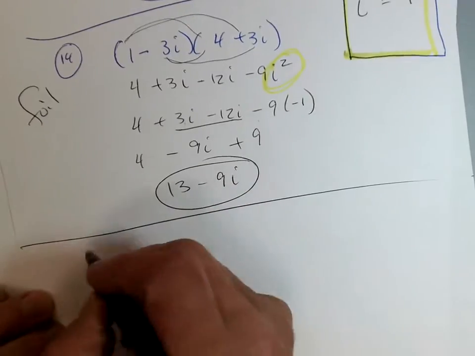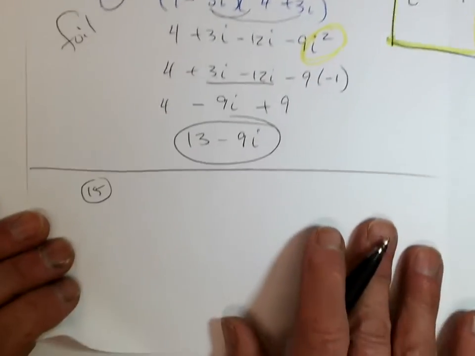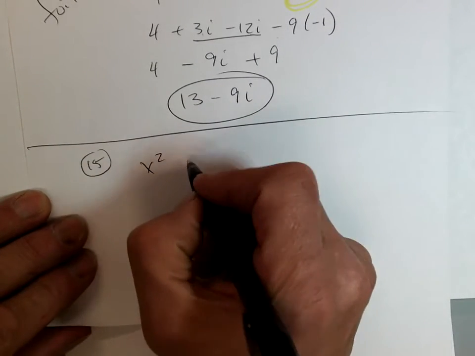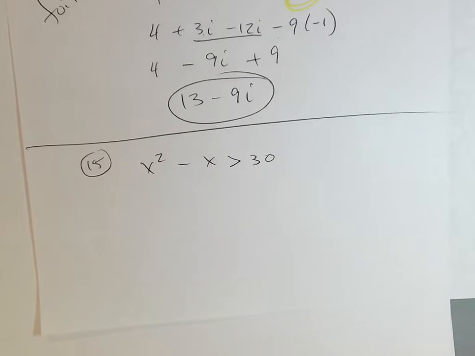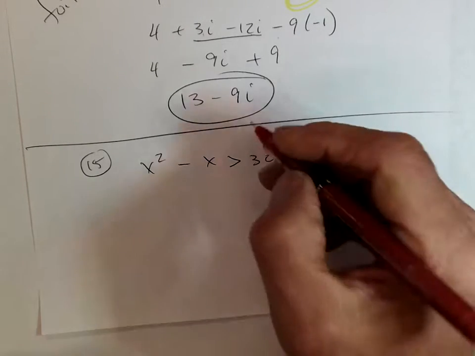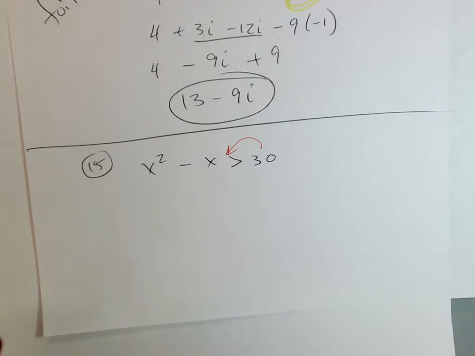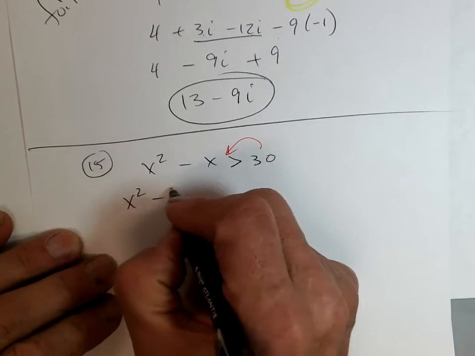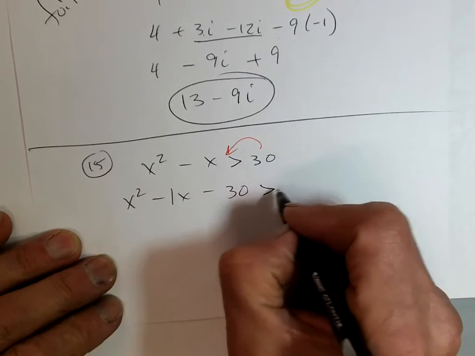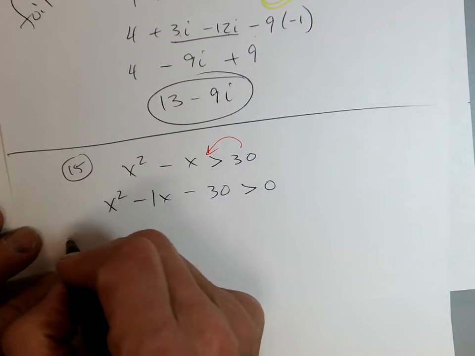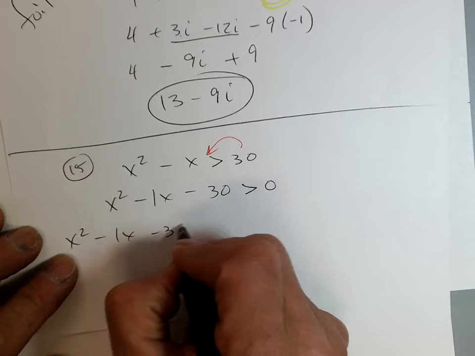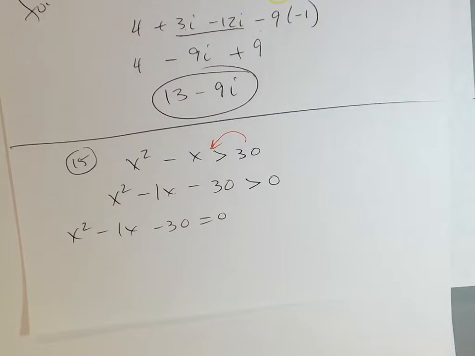Okay, 15, we can do this. This is what we just talked about. X squared minus x is greater than 30, okay? So, first, let's find its zeros, its border points. So let's bring the 30 over. How do I bring the 30 over? Subtract it. So I'll have x squared minus 1x minus 30 is greater than 0. Look for zeros, so let's set it equal to 0 and factor. X squared minus 1x minus 30 equals 0.